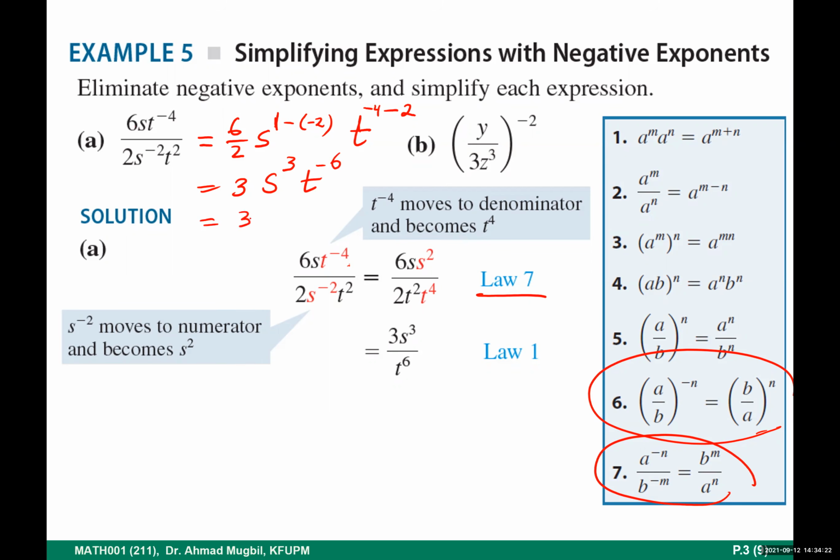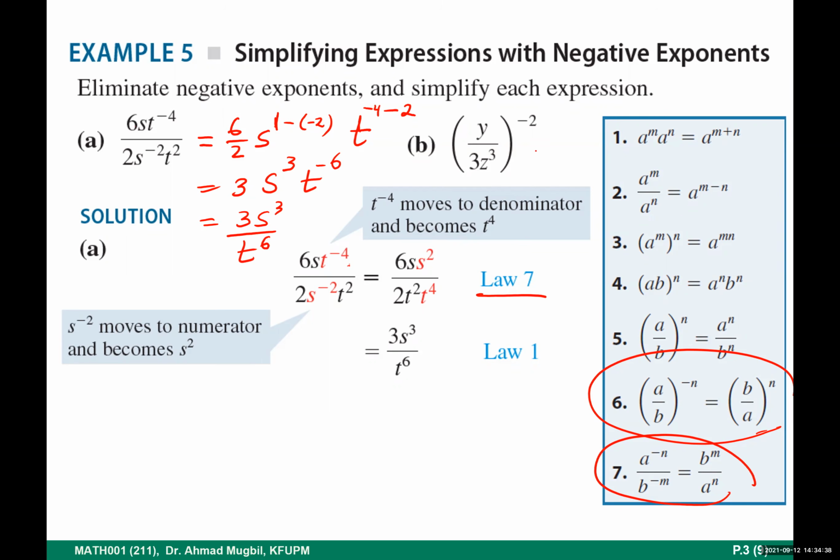And you can write this, of course, as 3s to the power 3 all over t to the power 6 by law number 7, by the reciprocal of the negative exponent here. So it is the same. You can do it this way or this way.